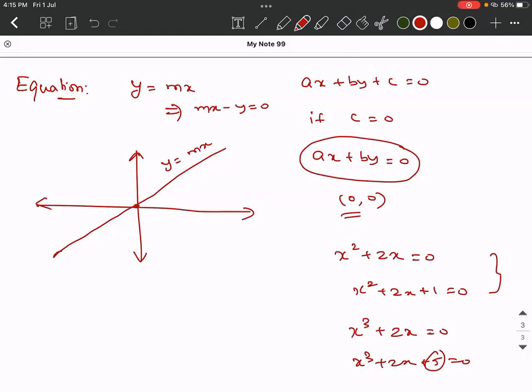A polynomial cannot be called a constant. No, you cannot call it that. A polynomial is basically a combination of constants and variables. So how can you call it a constant? So think about it.